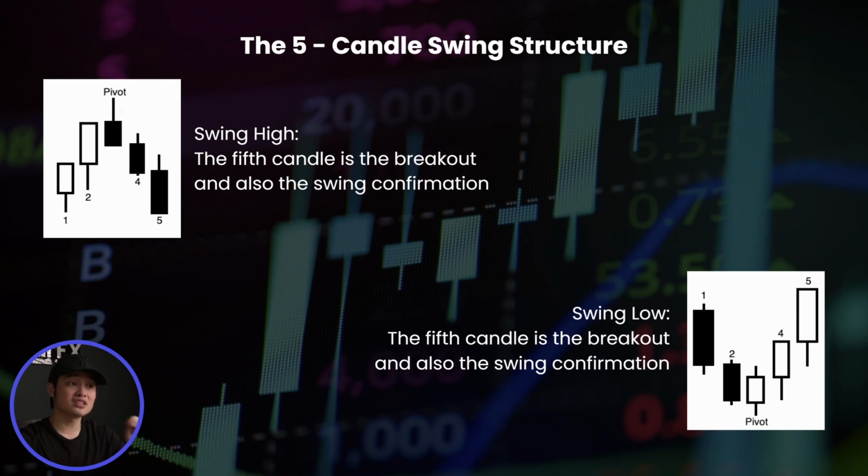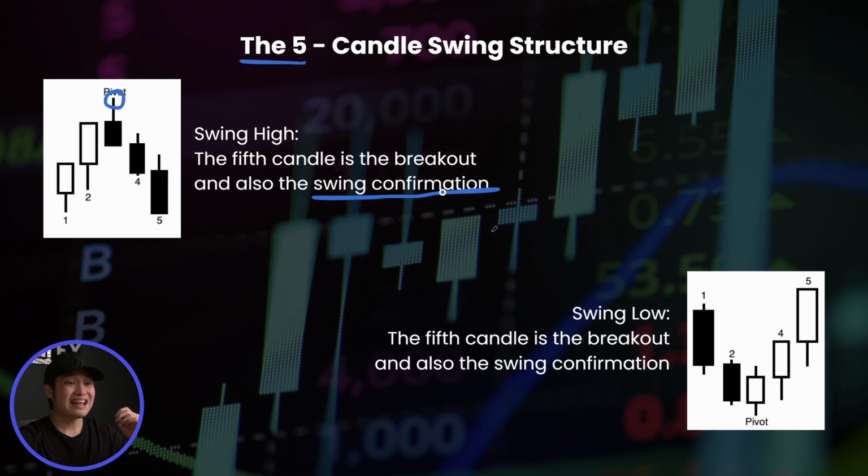Okay, the pivot for the swing high is the highest candle. Here is the pivot, and then the follow through, the fourth and the fifth candle. The fifth candle is the breakout and also the swing confirmation. Remember, this is the five candle swing structure. The earlier one that I mentioned is the three candle structure, so it's quite different. It's more conservative, if you want to say it like this.